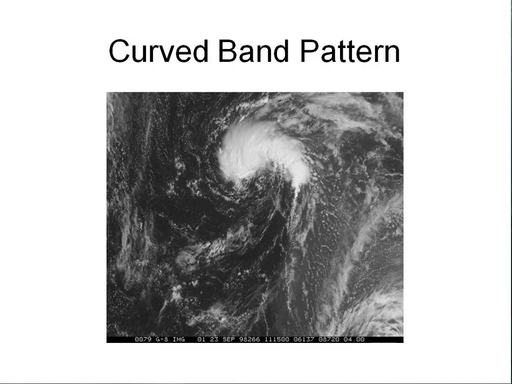This is the curved band pattern. The curved band pattern involves the deep convective cloud bands and their extent and curvature. This example is Tropical Storm Ivan from 1998. There's a single prominent curved band of deep convection.